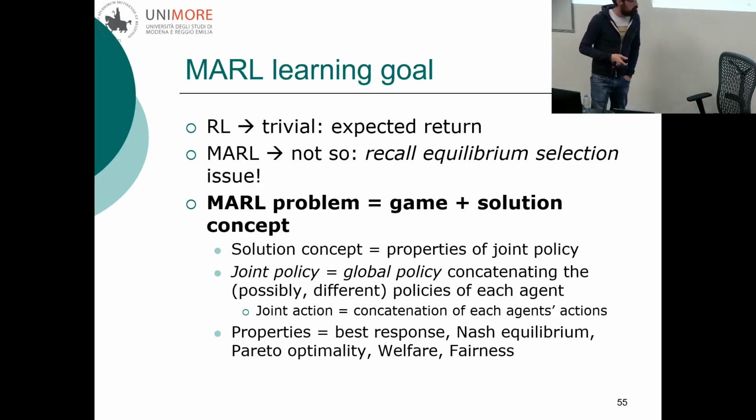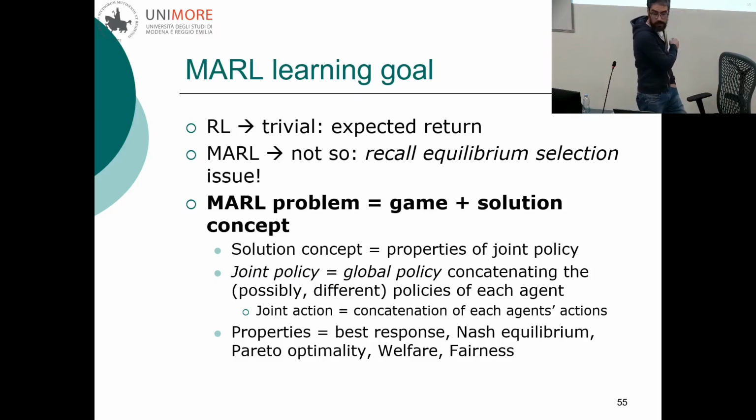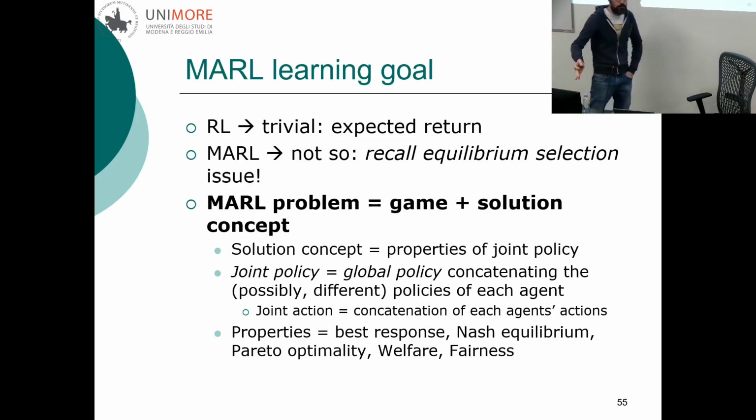What properties? Well, we will focus on one, best response. We will mention Nash equilibrium and Pareto optimality. Welfare and fairness are just a reference if you want to know more. These are just examples of the additional properties we may want from our solution. And we are not forced to have some of these properties.